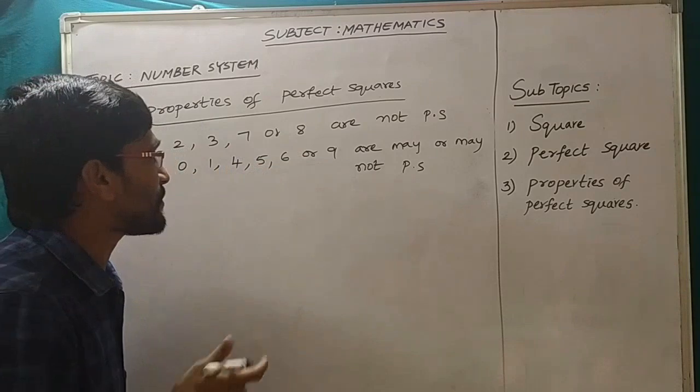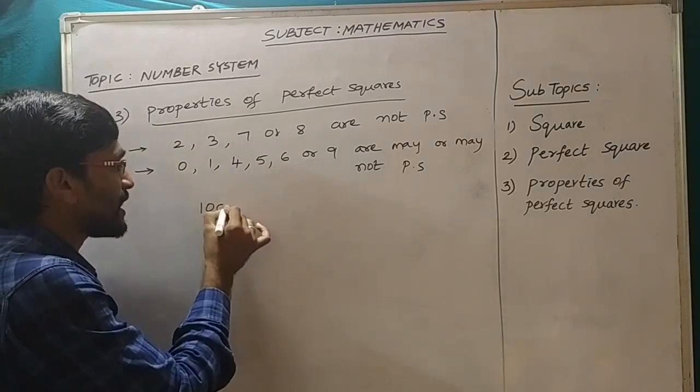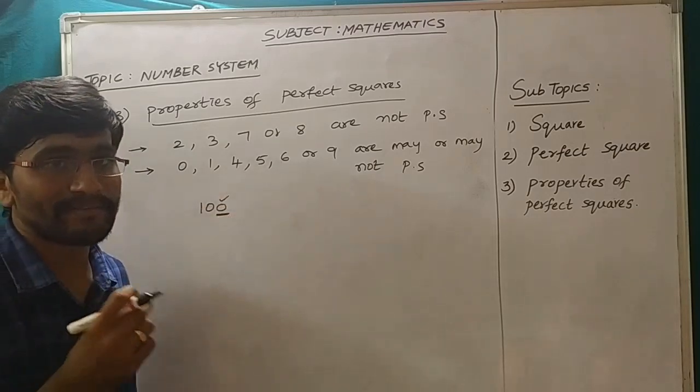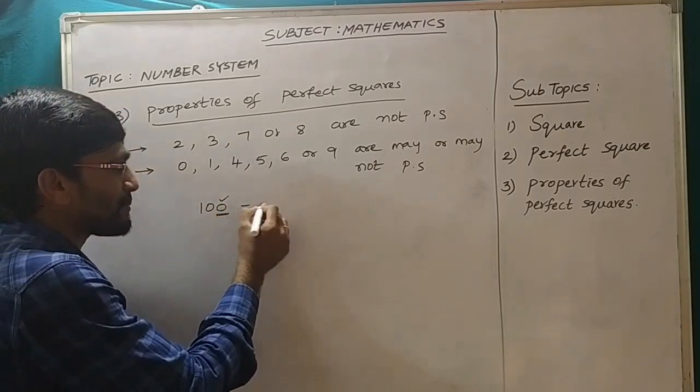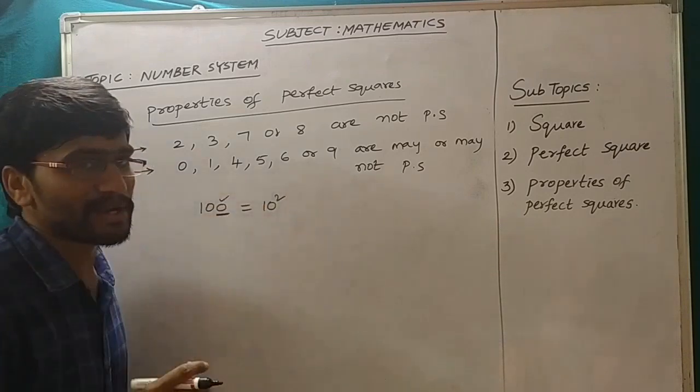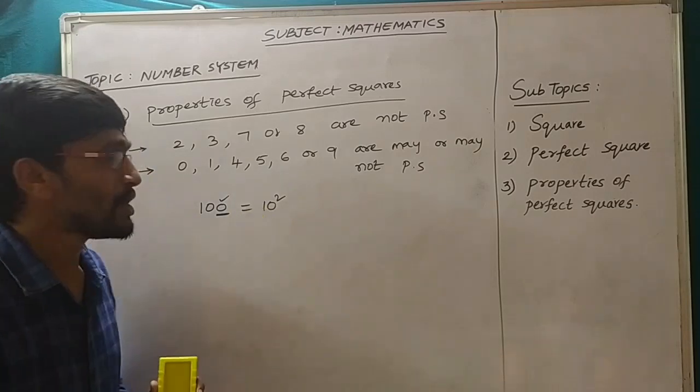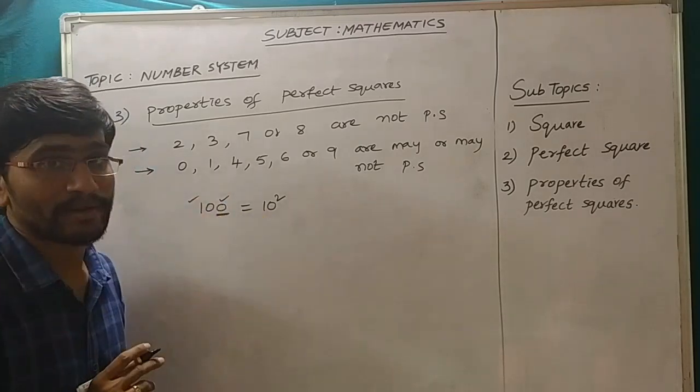Let us consider some examples here. Let us see 100, ending with the digit 0. 100 can be expressed as 10 square, because 10 into 10 is equal to 100. So it is a perfect square.